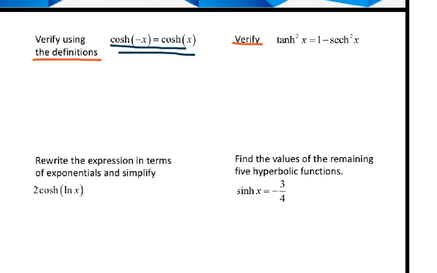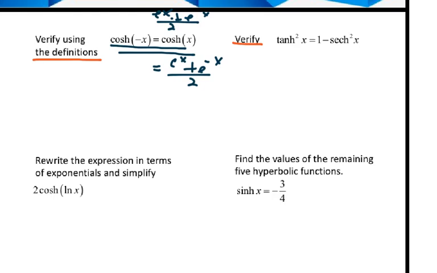So I'm going to write down the definition for cosh. And so that is e to the x plus e to the negative x all over 2. Okay, that's my definition of cosh. So that's what we're going for. We're proving using the definition. So I'm just going to write down the definition here, e to the x plus e to the negative x over 2. Okay, so that's what we're going for.